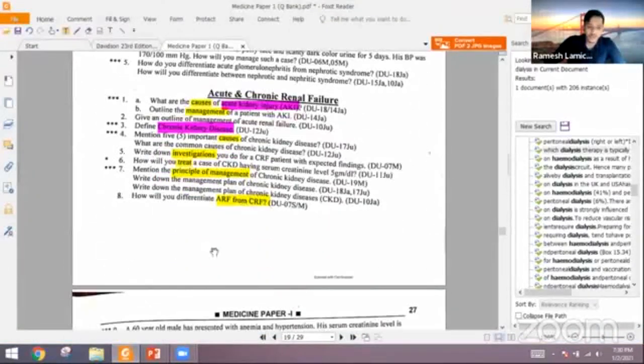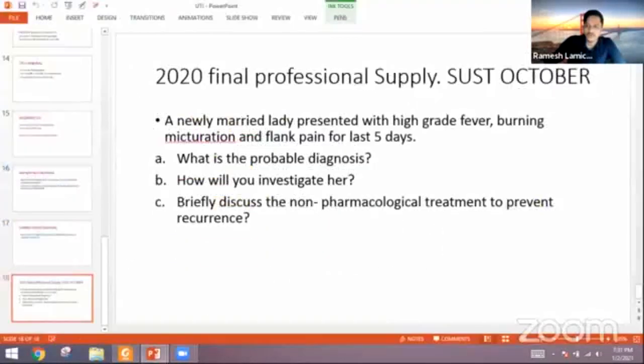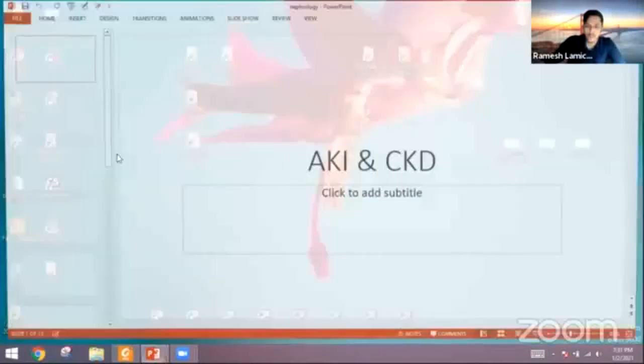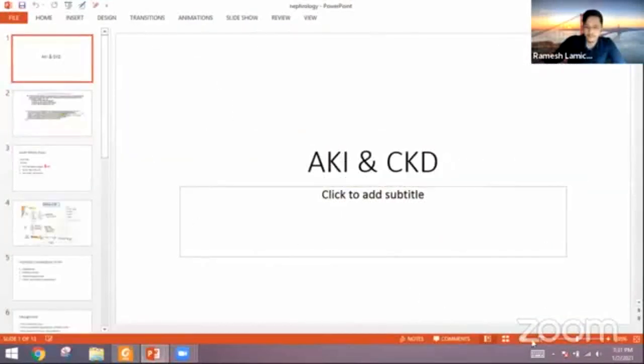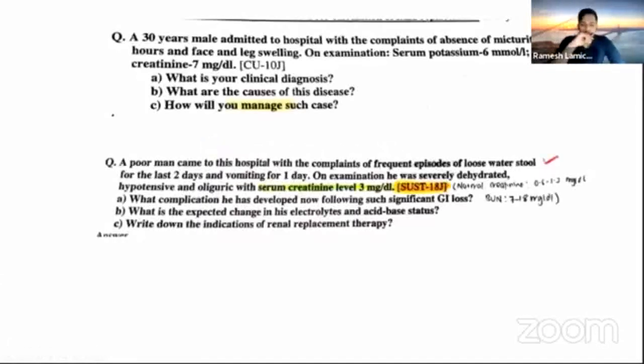Acute and chronic renal failure. Acute renal failure: here are the patterns of questions they can ask you.